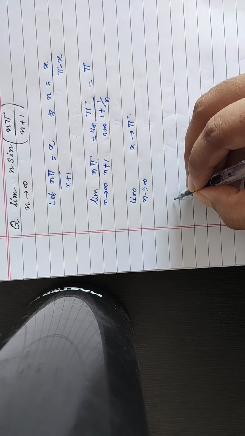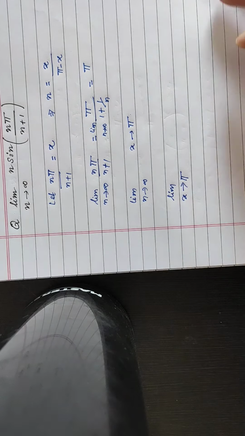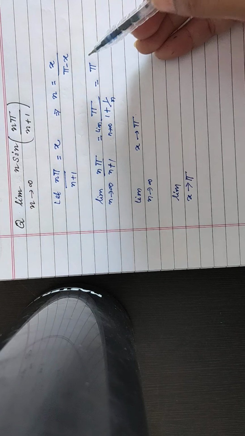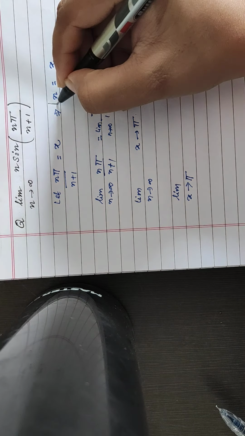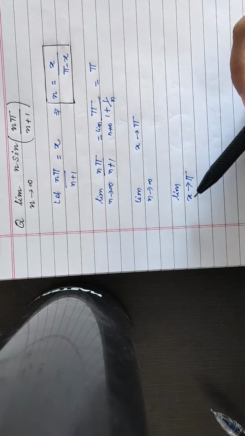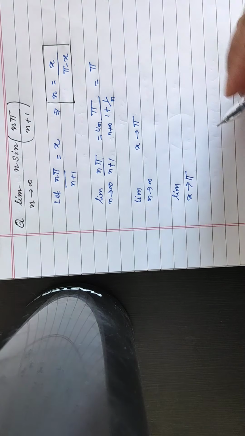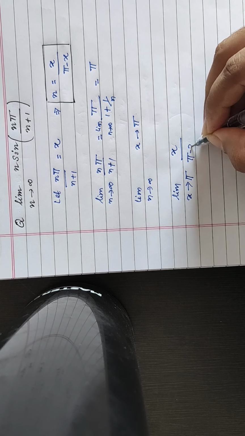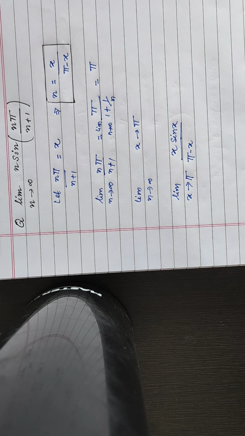So we'll replace this value and we can write the limit as x tends to pi, and the question can be rewritten using this value instead of n, and x tends to pi instead of n tends to infinity. Now let's put in the values and get the answer. Then our question will look like this: x sin x by pi minus x.